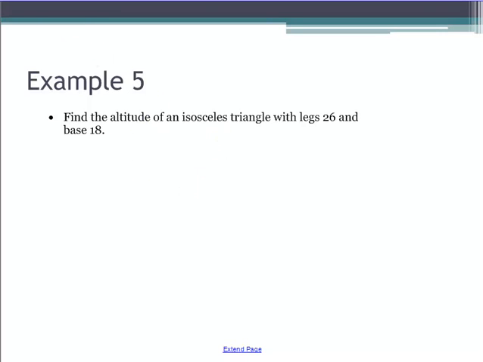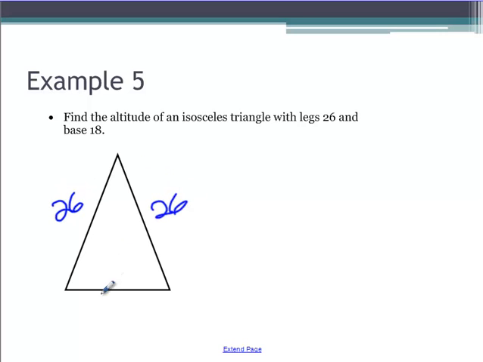Now we're going to look at an isosceles triangle and try to look at the same thing. So we have an isosceles triangle with legs being 26 and the base is 18. What we want to do is find the altitude. The altitude, remember, is the line that goes straight down from a vertex, forming a right angle. So if that's 18, because it's isosceles, those actually get split in half. So this is 9 and this is 9.